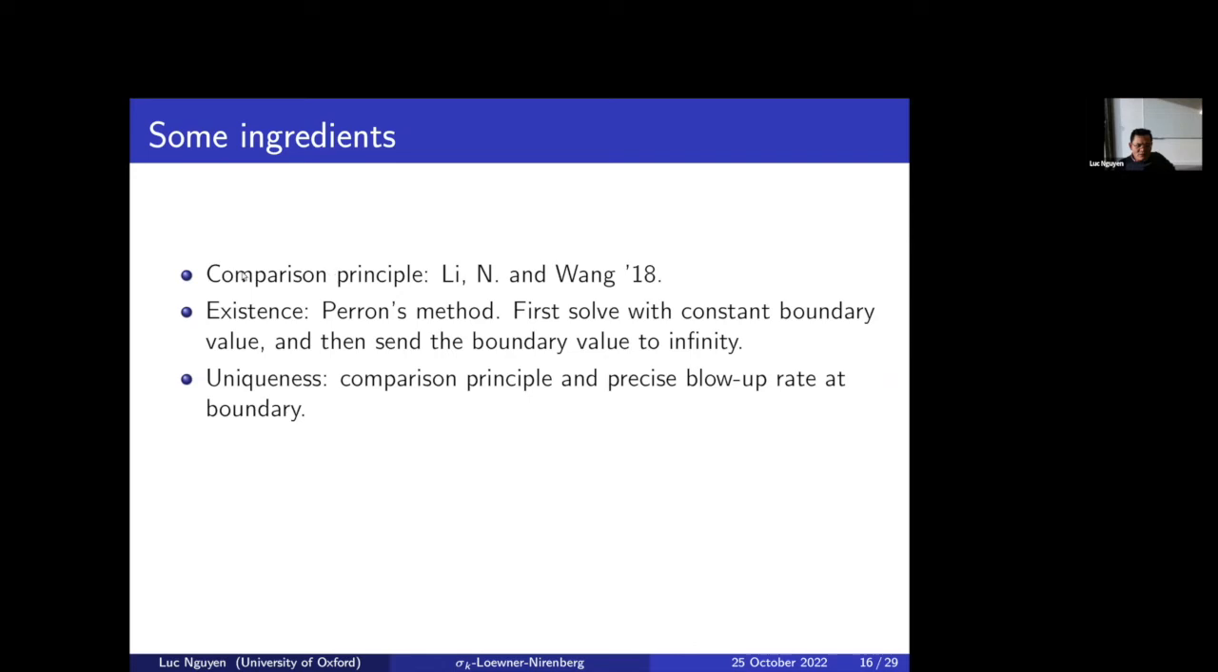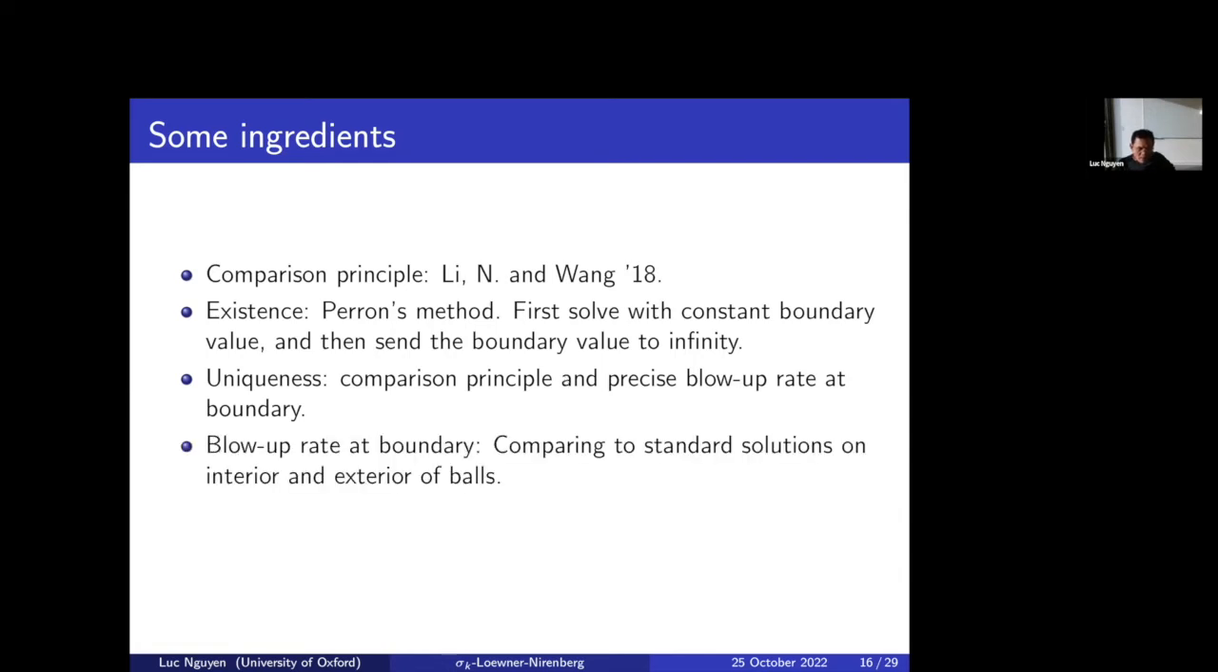To prove uniqueness, we rely on the comparison principle and the precise blow-up rate at the boundary that we state in the theorem. And to prove the blow-up rate at the boundary, again we use comparison with the standard solutions on balls. And to prove Lipschitz regularity, we rely on the moving sphere method.